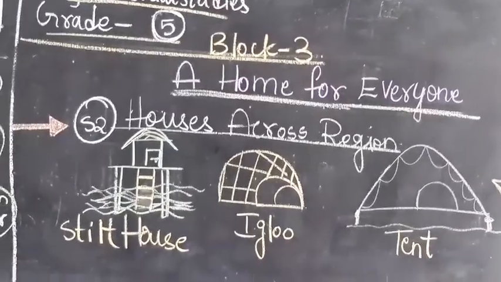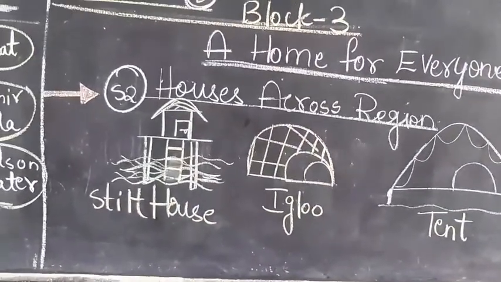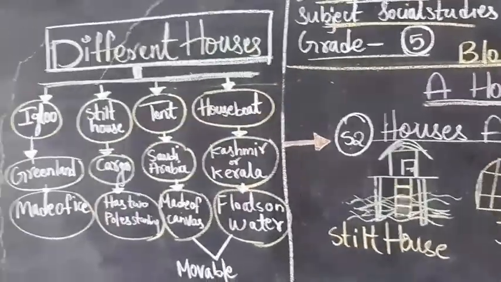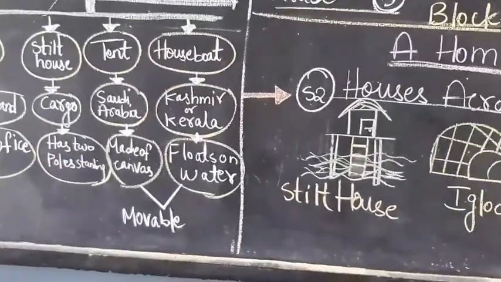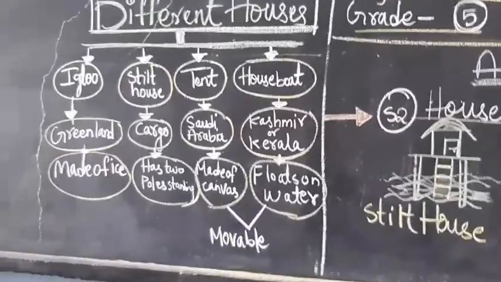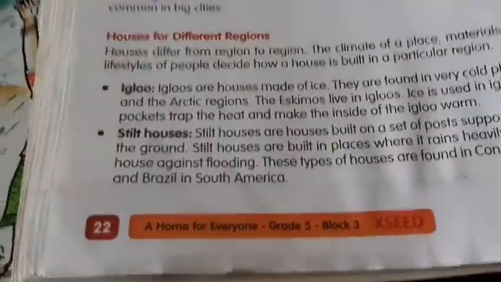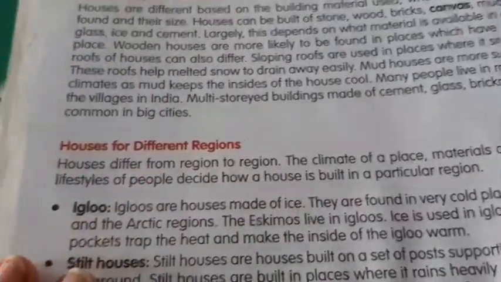Now kindly open your reader to page number 22 and keep your fingers where I am reading. Kindly turn to page number 22. Keep your fingers where I am reading. Next, children, page number 22. Keep your fingers where I am reading.